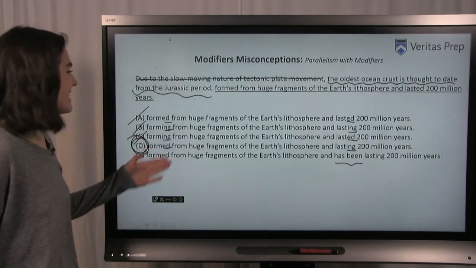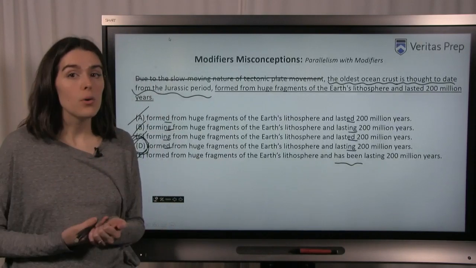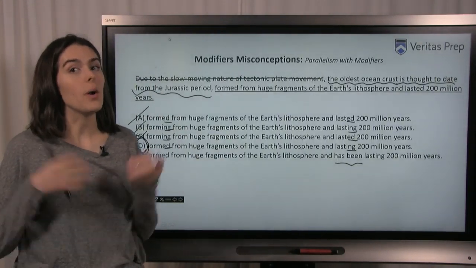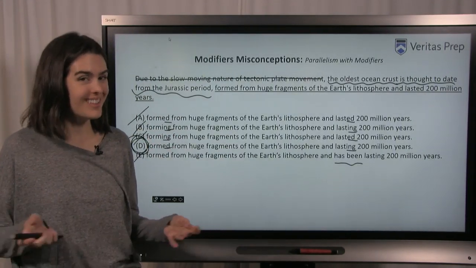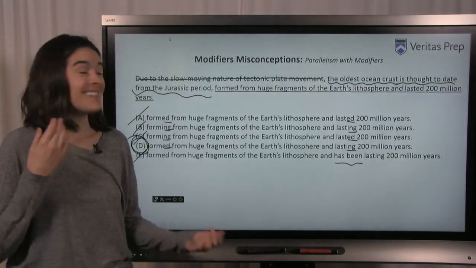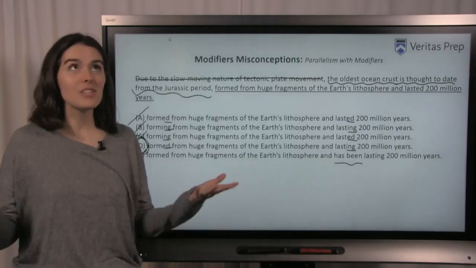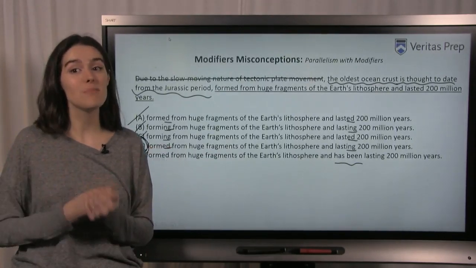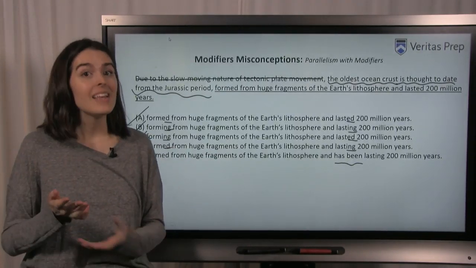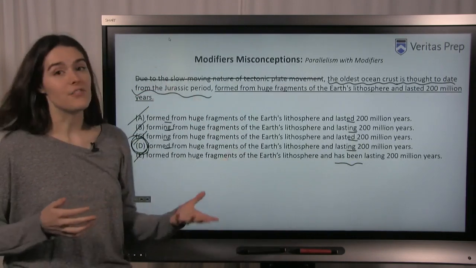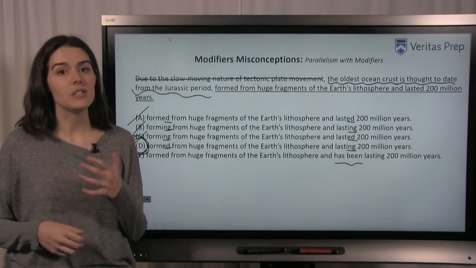So even though it's an ED and an ING, they are both participial phrases and therefore both parallel. And those are four of the most common ways that people mess up modifiers. I won't say they're the four most common, but they are common modifier misconceptions.